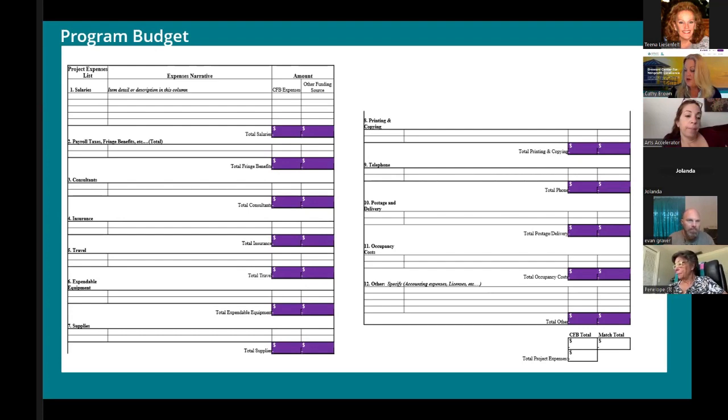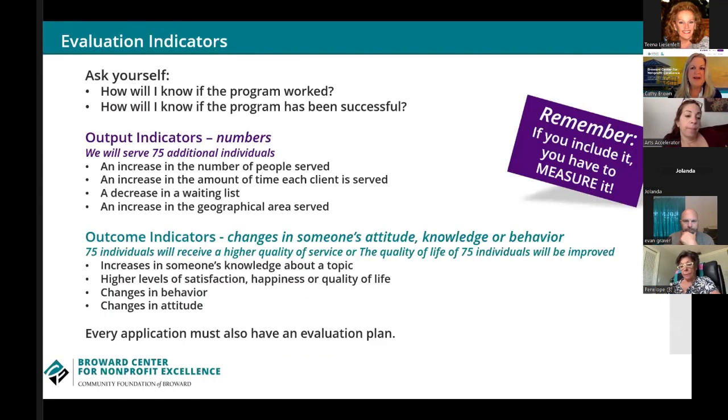I want to bump us through a couple more pieces here, and then I want to move us to a break shortly. But let's talk a little bit now about evaluation, and specifically about indicators. Indicators is a term that we use around the Community Foundation that helps us understand how something's going to work, and it also is something that we have to report.